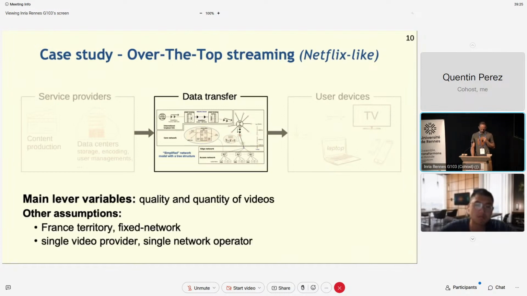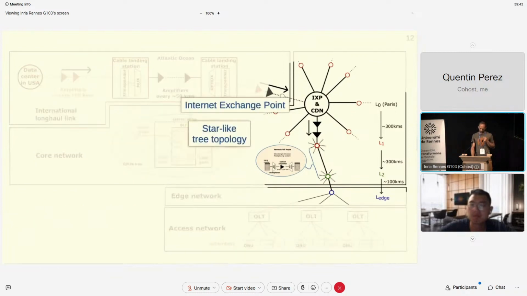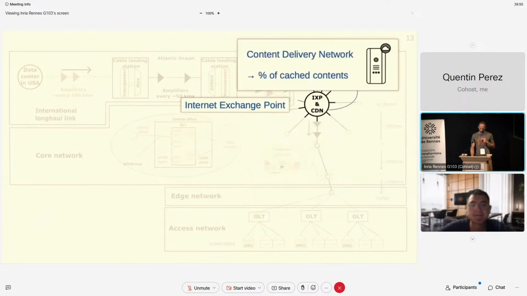And we'll make also other assumptions. So we'll consider a territory like France, and we'll assume a single network operator and a single video provider like Netflix. So here is an overview of a simplified network model. Very briefly, it is organized as a hierarchical tree structure with a star-like shape centered around a single IXP, which is collocated with CDN servers, playing the role of caches to reduce the pressure on the international long-haul links.